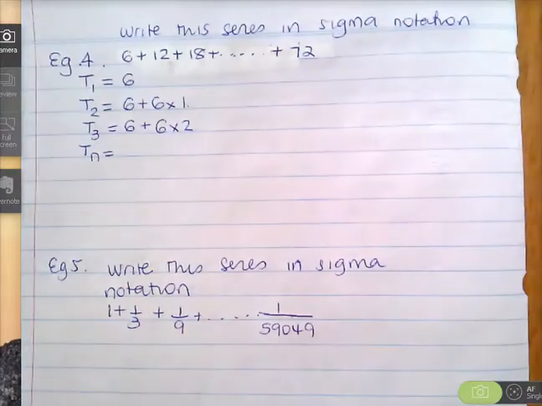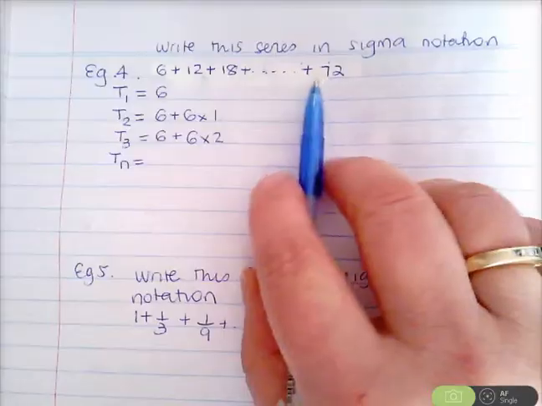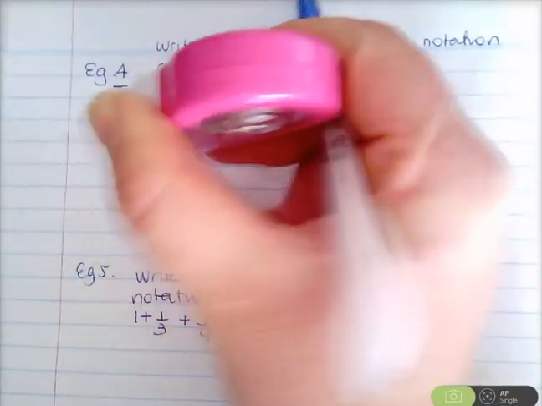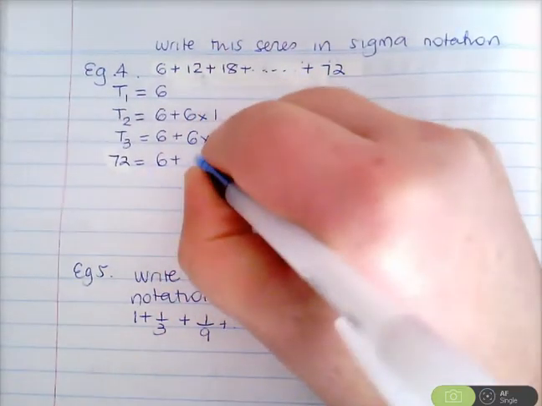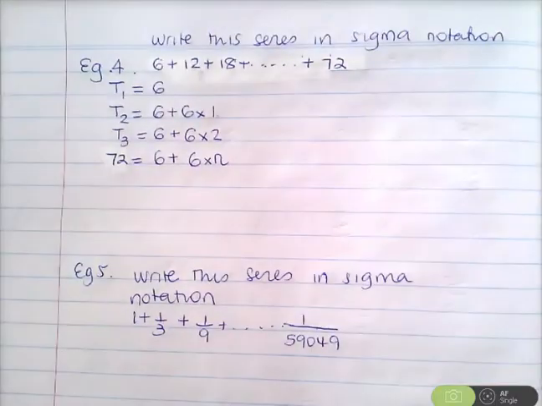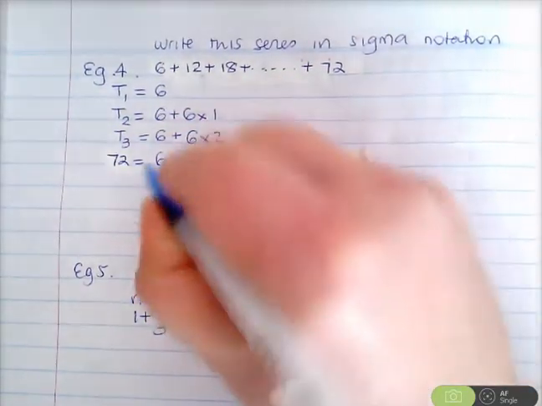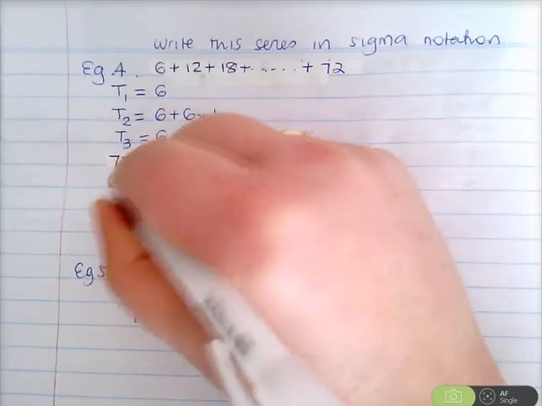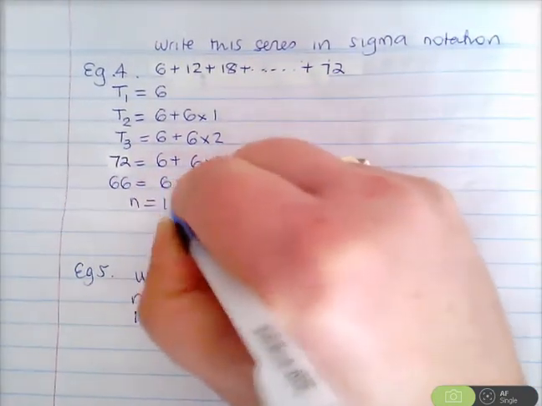See, this 6 here is the first term, and this is going to lead us into our next exercise soon, okay? And so this 72, I'm going to call it my nth term. So this 72 must be 6 plus 6 lots of n. We're not sure what that n is, okay? So, subtracting 6, I've got 66 equals 6 lots of n, and so therefore n has to be 11.